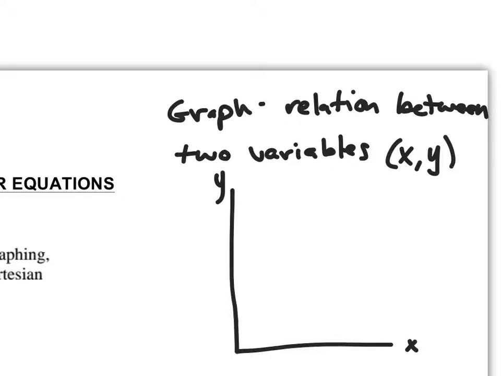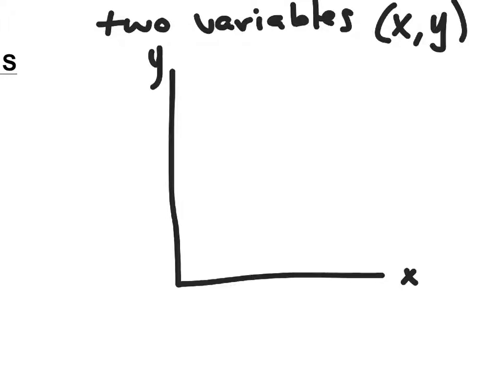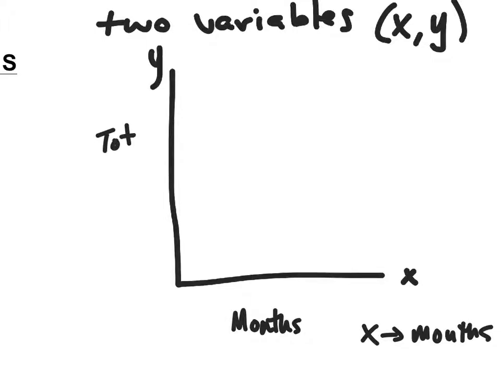Now, I just want to think of a scenario real quick. I want to give some real-world context to this, so I'm going to label my x-axis as months. So my variable x represents the months. And then my y-axis, I'm going to label with my total cell phone bill. So y represents the total amount that your cell phone bill is, and x represents months.